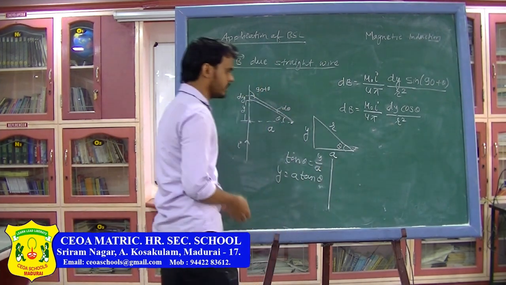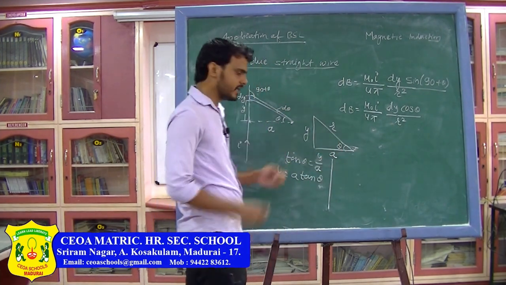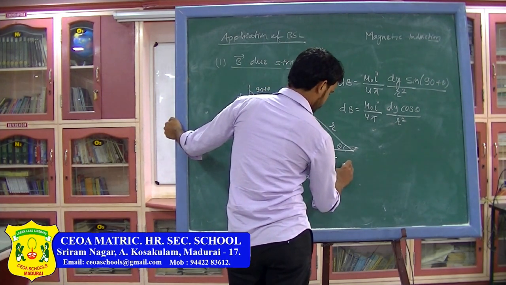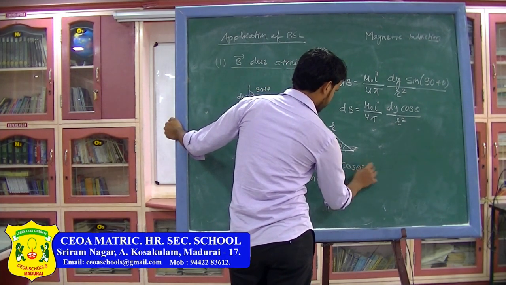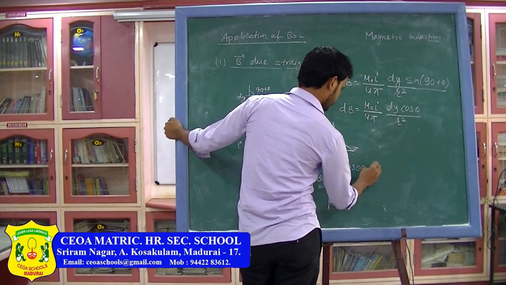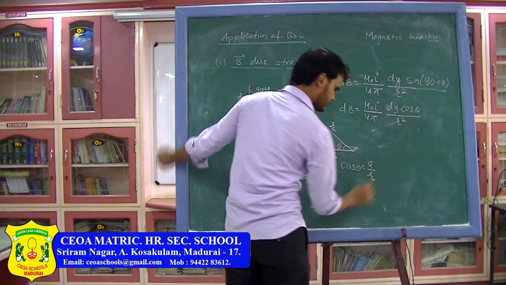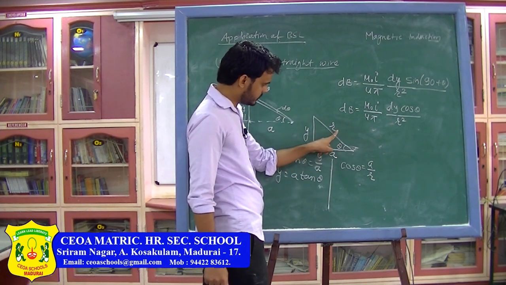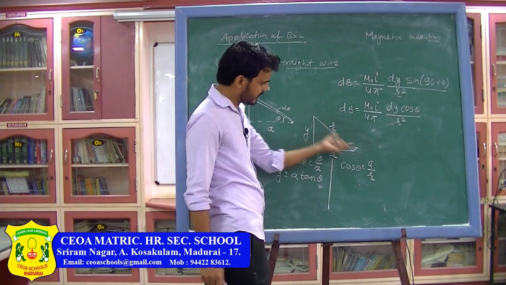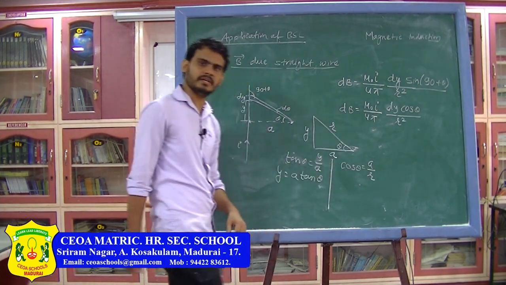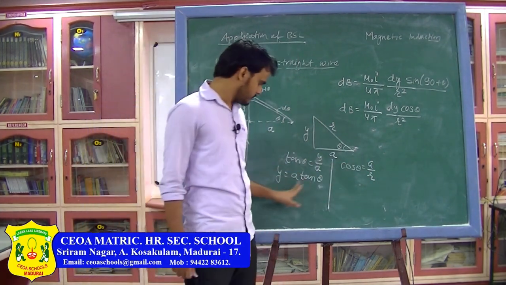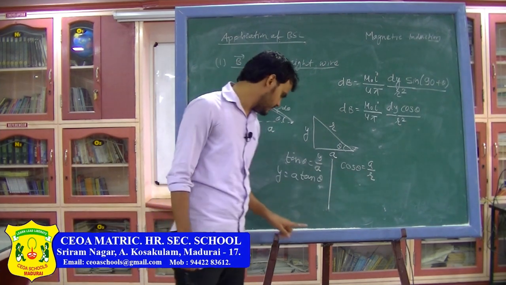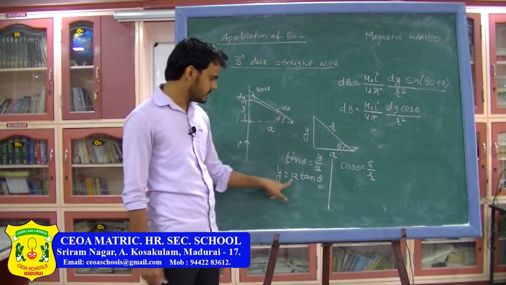Similarly, the relationship between a and r can be written as cos theta is equal to a divided by r. So cos theta, from here in this triangle, base divided by hypotenuse can be written as cos theta. So now I have converted this into a by r, and y is equal to a tan theta.